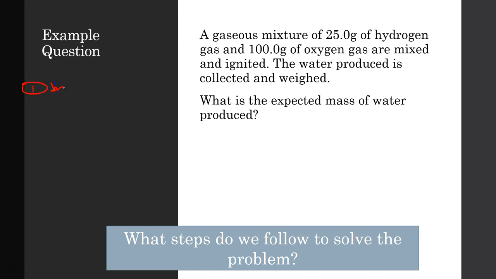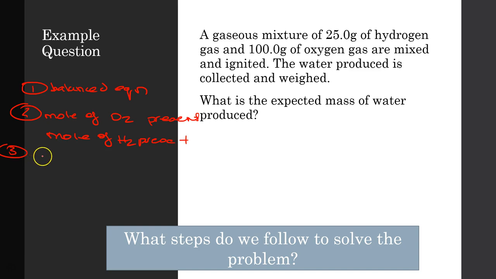Well, first steps first, we're going to need a balanced equation. Then we're going to need to work out the mole of oxygen present and the mole of hydrogen present. Then we're going to work out which one's going to run out. So let's have a look. We're going hydrogen plus oxygen is producing water again. We know from before that this is now our balanced equation.